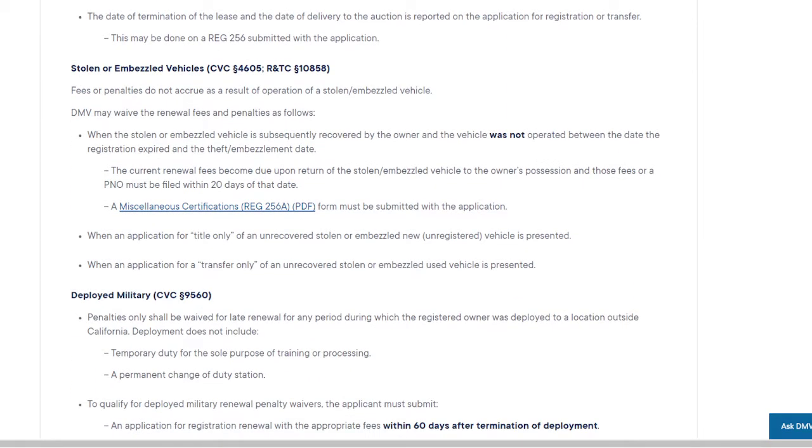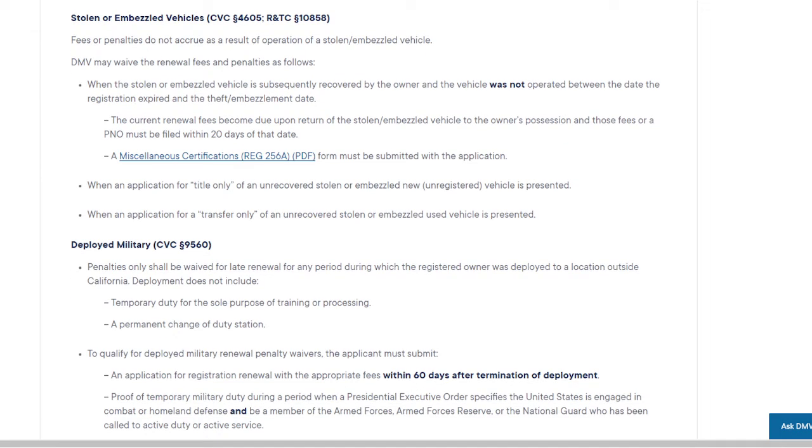Deployed military. Penalties only shall be waived for late renewal for any period during which the registered owner was deployed to a location outside of California. Deployment does not include temporary duty for the sole purpose of training or processing, or a permanent change of duty station. To qualify for deployed military renewal penalty waivers, the applicant must submit an application for registration renewal with the appropriate fees within 60 days after termination of deployment.